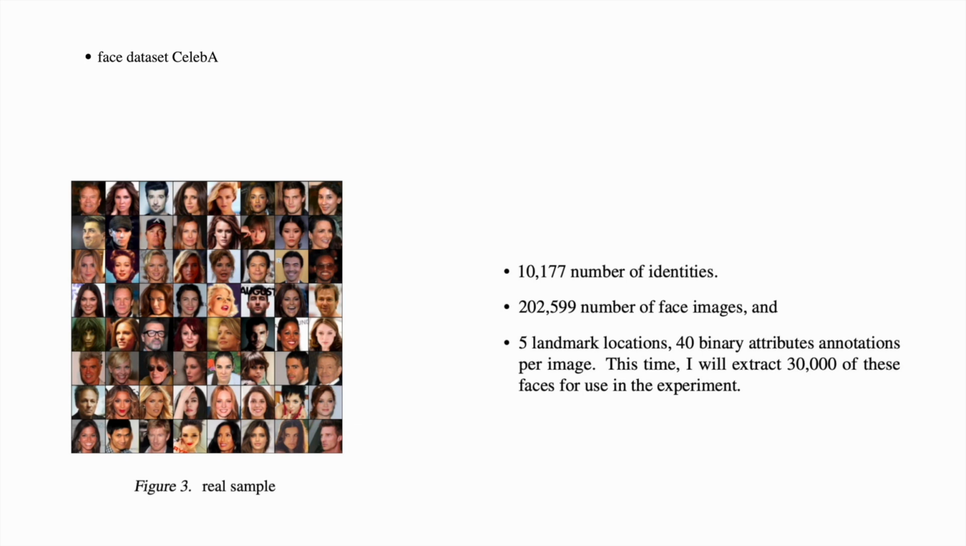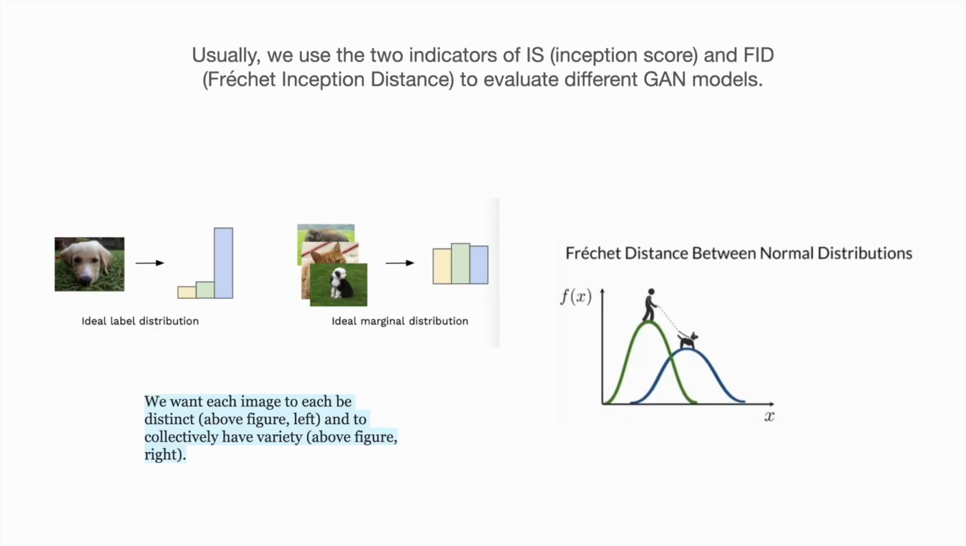I use a face dataset, CelebA. CelebA has large diversity, large quantity, and rich annotations. And I modified these models and trained each model with a fixed epoch. We use two indicators, IS and FID, to evaluate different GAN models.